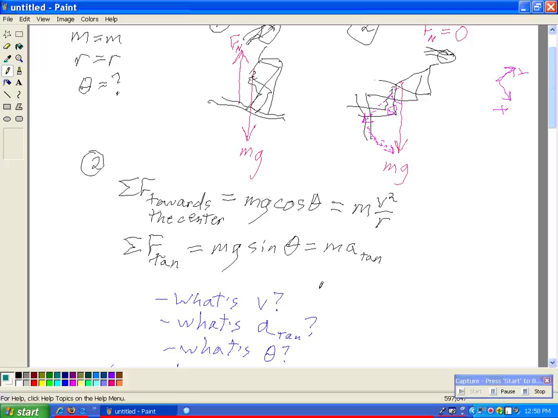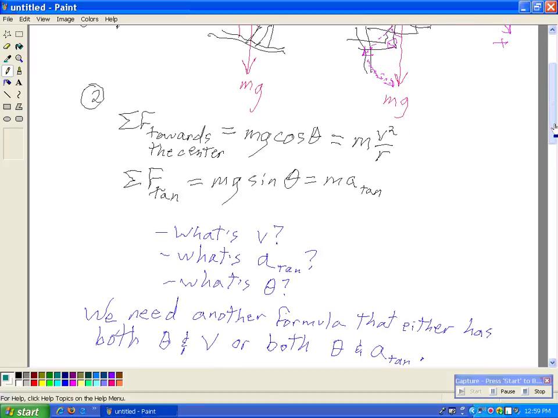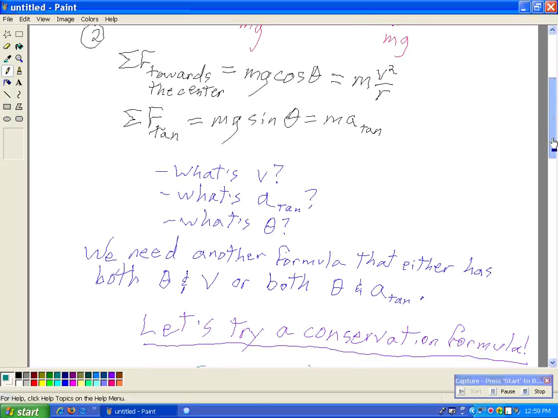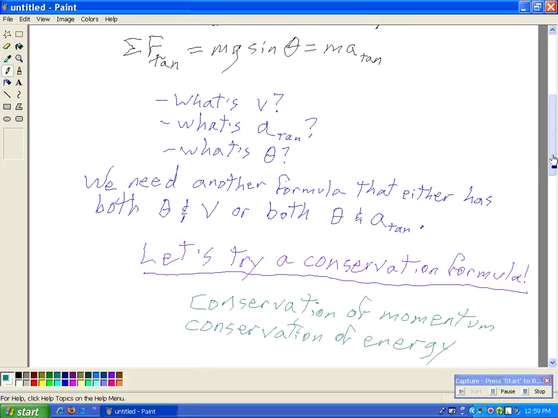So, what we need is another formula that either has both theta and velocity, or another formula that has both theta and tangential acceleration. So let's try a conservation formula. There are two: conservation of momentum and conservation of energy. There's no collision anywhere, so we can't do the conservation of momentum formula. So let's try the conservation of energy.